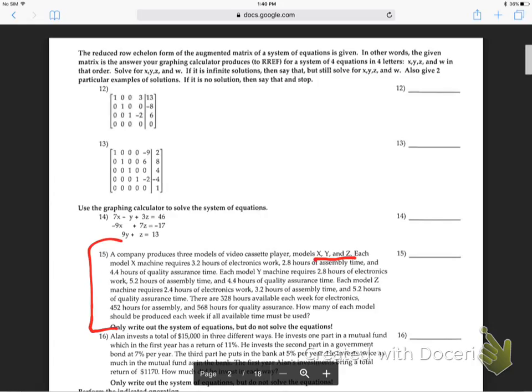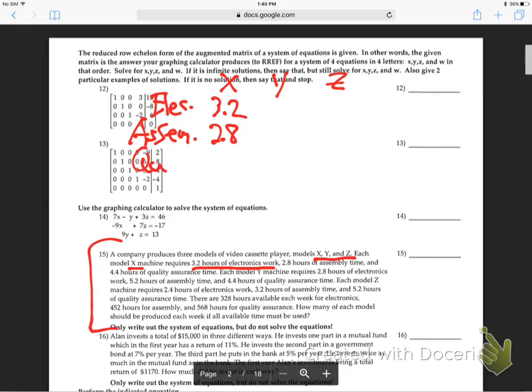So I'm just testing, can you set up? Well, okay, let's see. X, Y, Z are the 3 models. So remember how you do that? You put those across the top, X, Y, Z. And then what does it say? Each model requires 3.2 hours of electronics work. This is each X. So electronics, 3.2. Assembly is 2.8, and 4.4 hours of quality assurance. So that's for X, right? And then you do the same thing for Y, 2.8, 5.2, 4.4. And the same thing for Z. Whoops, I made it bigger there. Same thing for Z. What is Z? 2.4, 3.2.